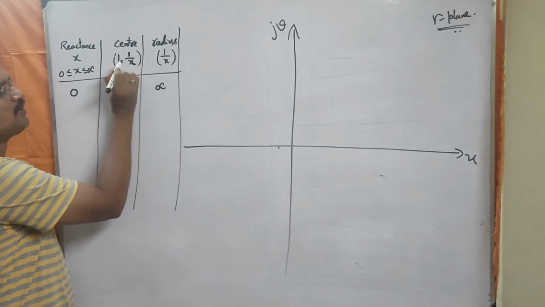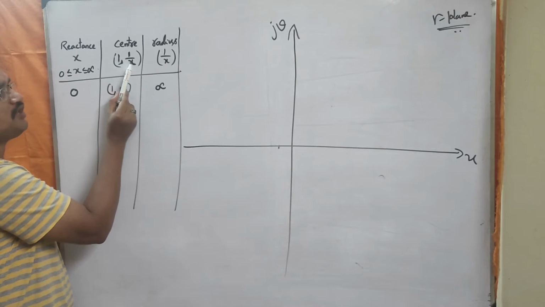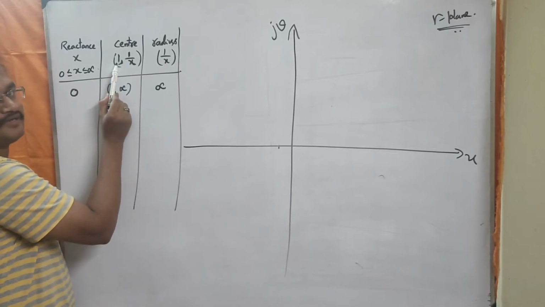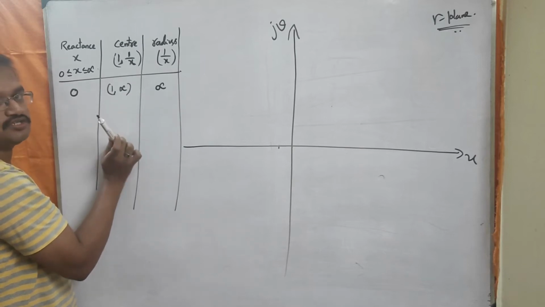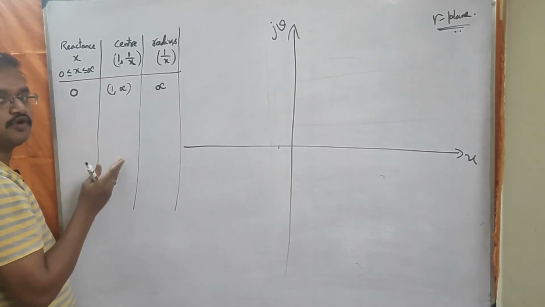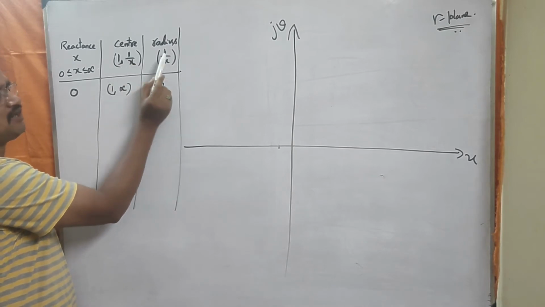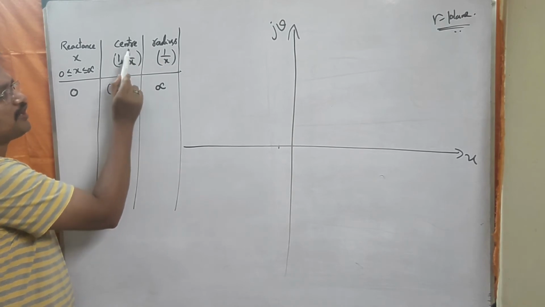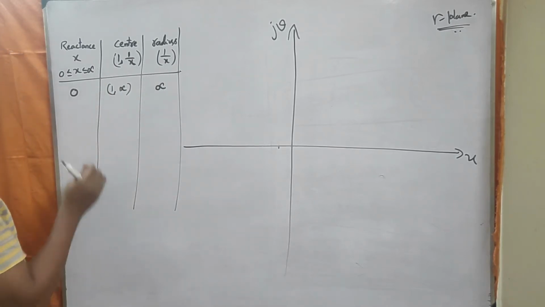See here, if you observe the center, we are having 1 comma 1 by x. This is the u coordinate and this is the v coordinate. If you observe, the u coordinate is not depending upon x. It is a constant value. So even though x varies, the u coordinate is not going to change. The v coordinate is depending upon x, so as x varies, the v coordinate is going to change. So for all the centers, the u coordinate will remain the same and the v coordinate is going to change. Also, the v coordinate is 1 by x and the radius is also 1 by x. So whatever v coordinate we get, the same value we get for the radius also. Keep these things in mind.